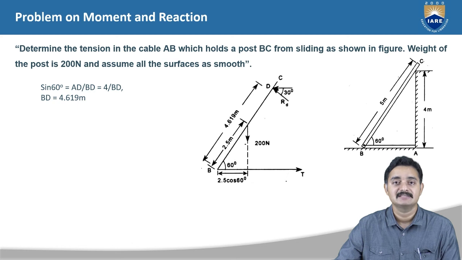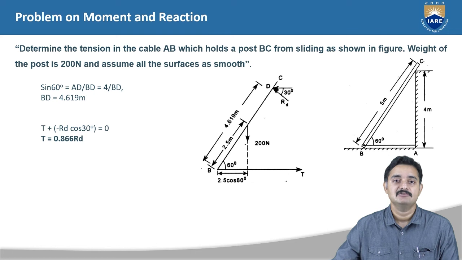First, let us apply sigma Fx is equal to 0. This implies T plus minus Rd cos 30 degrees, as the horizontal component of the reaction force is in the negative x-axis direction, is equal to 0. Simplifying this, we get T is equal to 0.866 Rd.